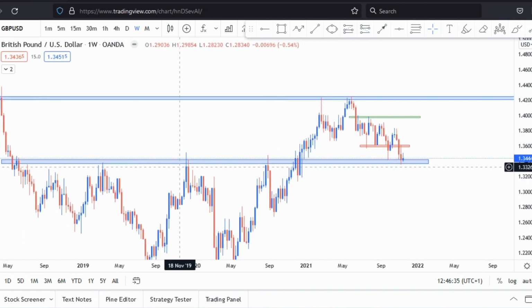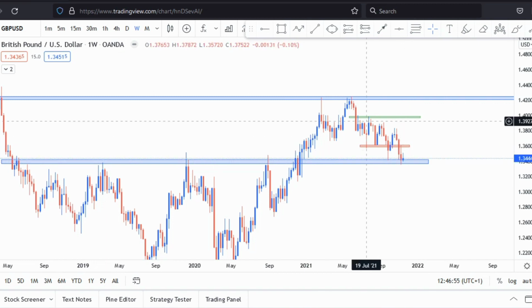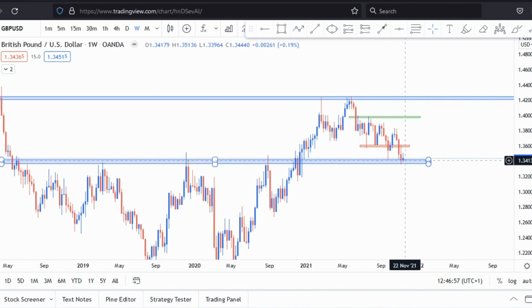So as you can see, this blue zone over here around the 1.34 level is a very significant area which was tested several times as resistance. Price finally broke out of that area, has come to test it once, and now it's back to test it a second time, and that's where price ended last week.